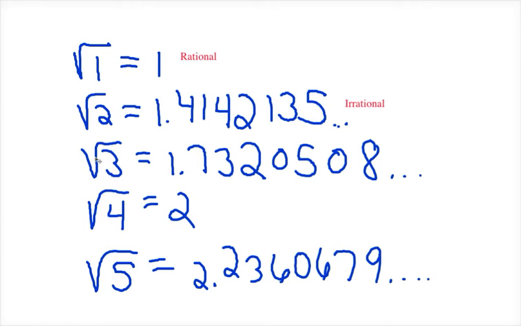Square root of 3 is the same type of deal. I get a long decimal answer. I cannot turn that number into a fraction. The square root of 4 is 2, and 2 can be written as 2 over 1. Therefore, it is rational. The square root of 5 is 2.2360679, and it keeps going. I cannot make that into a fraction. Therefore, it is irrational.